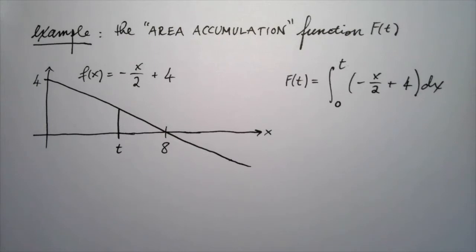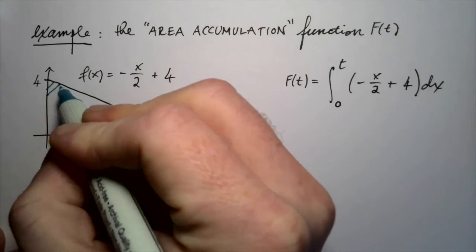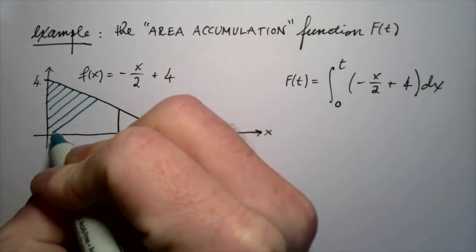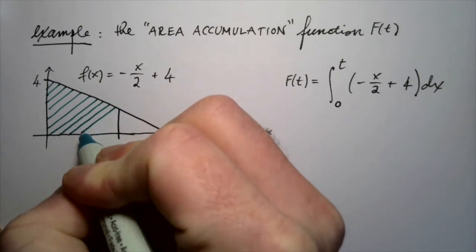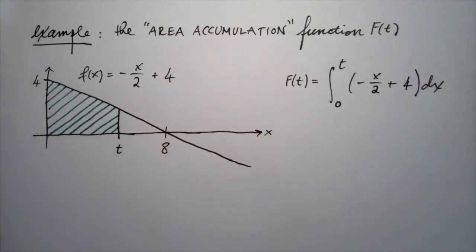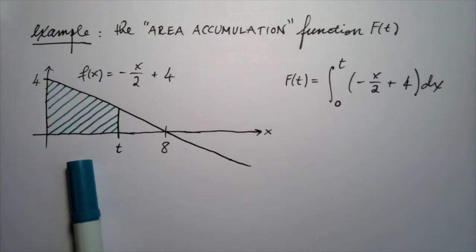So in other words, what is this function f of t? Well, it's the integral from 0 to t of the function minus x over 2 plus 4. In other words, the function f of t tells you how much area has been accumulated if you integrate out to the number t. So now you should think about this t as some parameter. This is again some variable that you can move. So think about sliding t to the left or to the right.